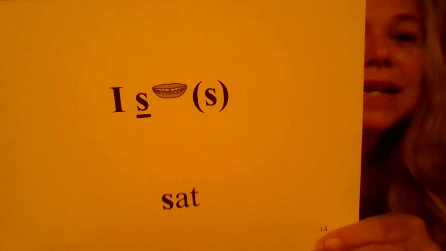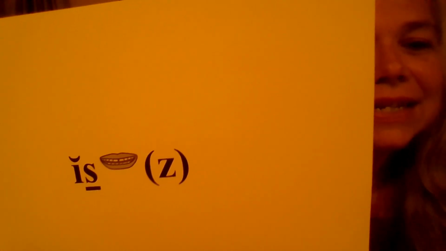When we see two like consonants side by side, we mark one out, its sound will hide. We do not pronounce both N's in the word in. Initial S is pronounced S as in sat. S says Z after a short vowel sound as in is.